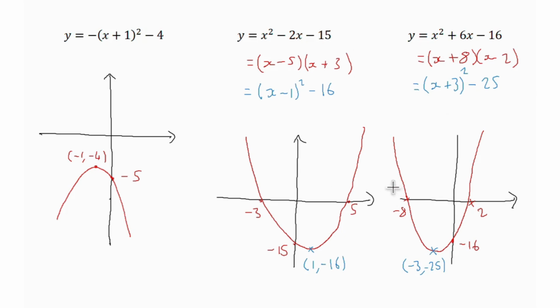With these ones, if they don't specify which points to label, you can use either factorized form or completed square form. Normally in a question they would specify, maybe they want both, but depending on the situation, one might be preferable to the other.